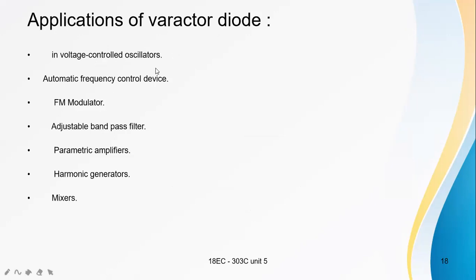In voltage controlled oscillators, automatic frequency control devices, FM demodulators, adjustable band pass filters, parametric amplifiers, harmonic generators, and mixers. In all these cases, wherever this variable capacitance is needed, we can use this varactor diode. In band pass filters to vary the capacitance, parametric amplifiers, harmonic generators, mixers, FM modulators, in all these applications, we can use the varactor diode.